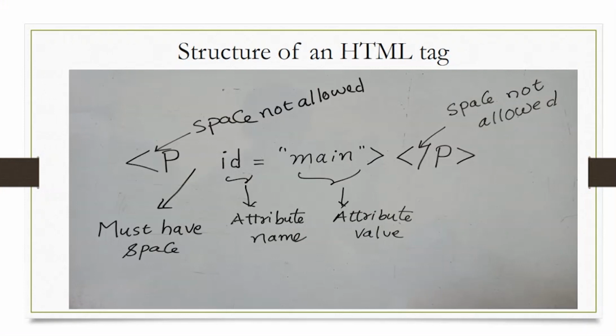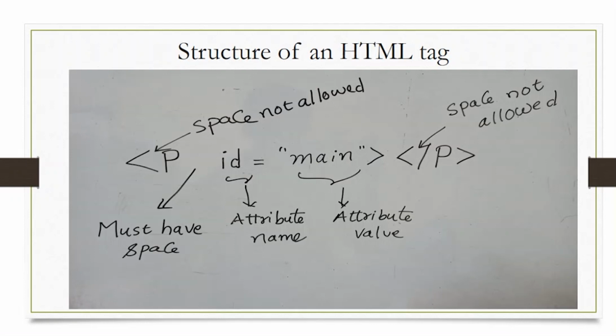No space is allowed to exist between the opening bracket and the tag name. Likewise, spaces are not allowed between the opening bracket and the forward slash of the closing tag. However, you must have at least one space between the tag itself and the name of the attribute.